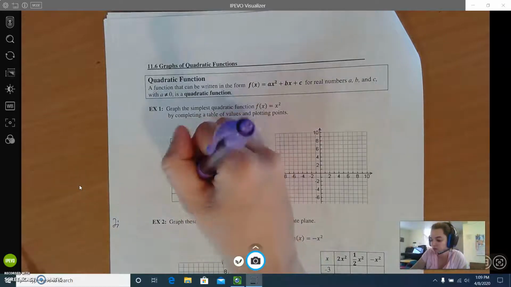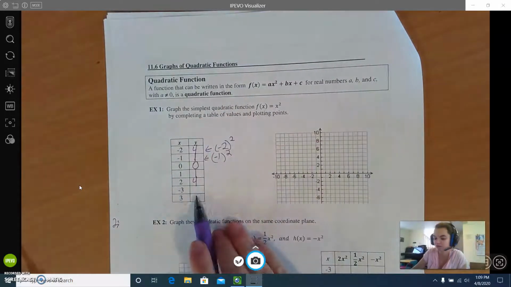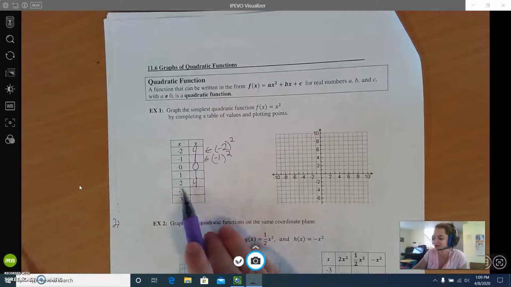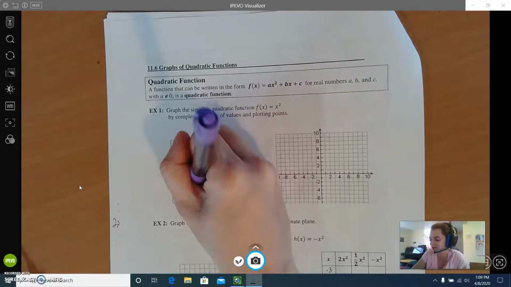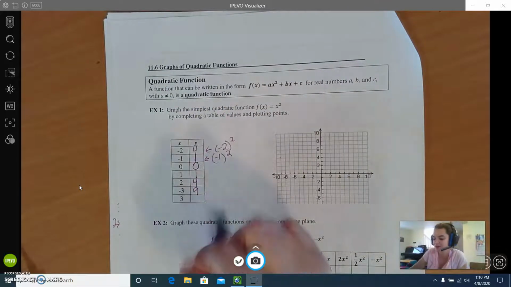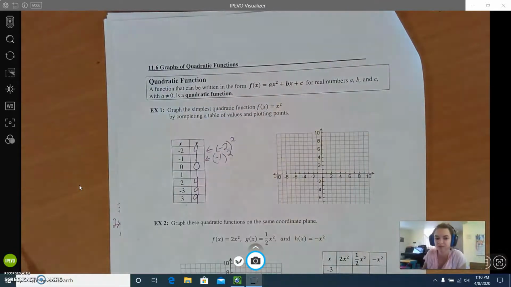2 squared is 4. And just for fun, let's throw in the 3's as well. So -3 squared would be -3 times -3, which is 9. +3 squared is also 9. And then we have a lot of points that we can plot and see what it looks like.